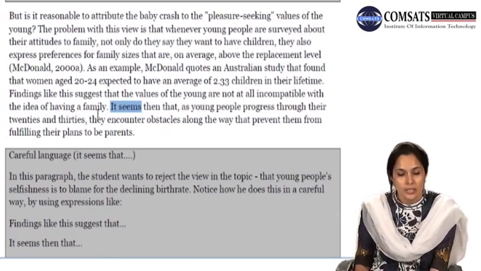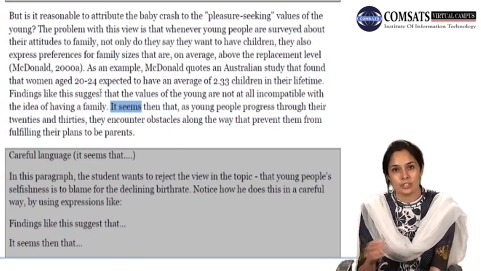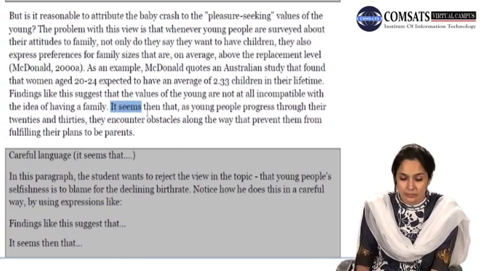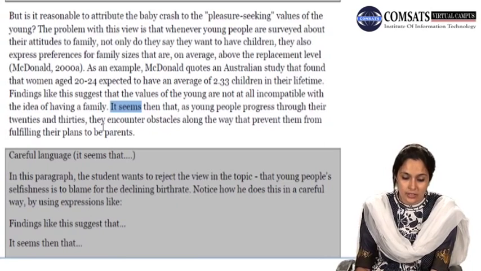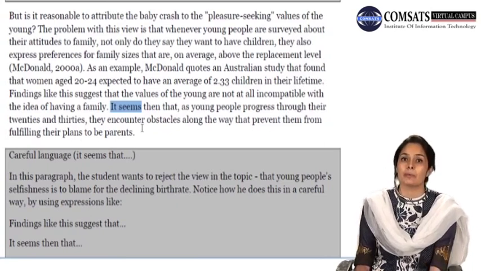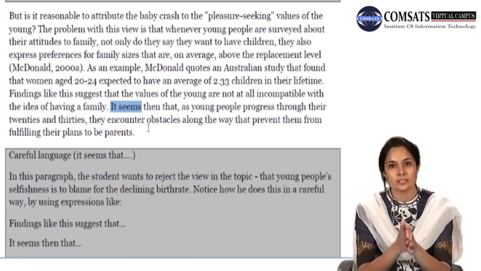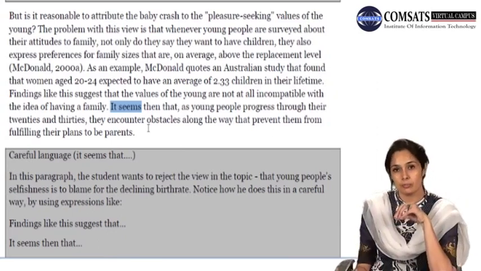Unhone shuru mein keh diya that he is not supporting this argument that young people are to be blamed, and he is giving us very solid justifications and points that he believes so. It seems then that as young people progress through their 20s and 30s, they encounter obstacles along the way that prevent them from fulfilling their plans to be parents. Now he blames this baby crash on something else, but he hasn't talked about it here.